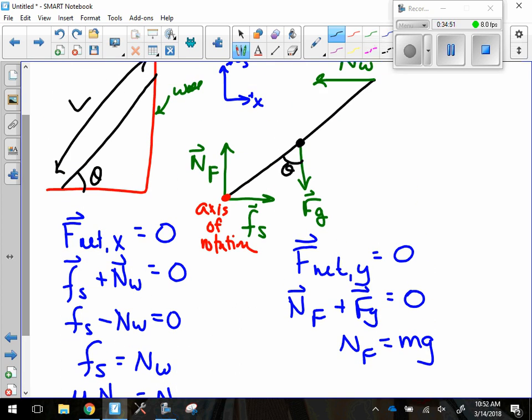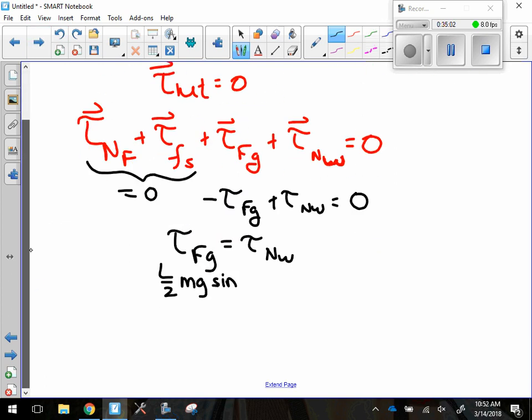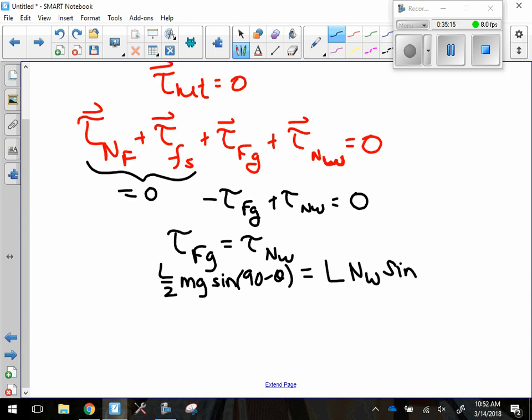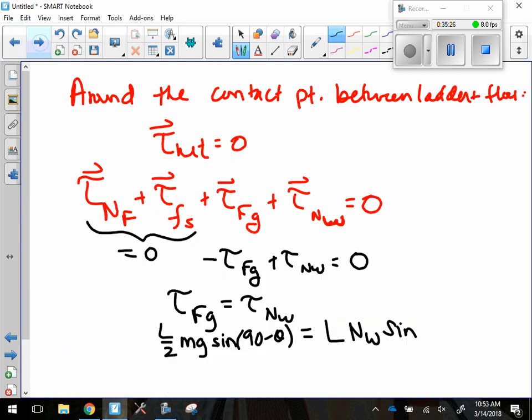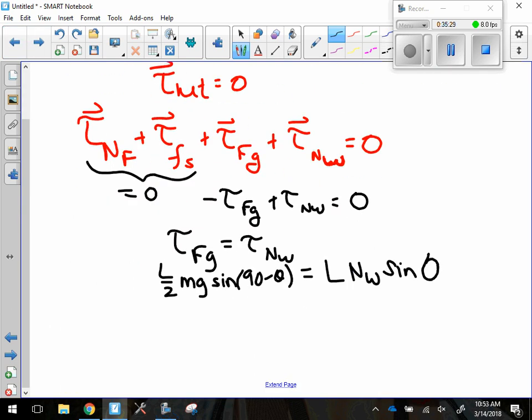Well, phi, but this is theta, and theta and phi are related, right? 90 minus theta. What's the moment arm for my wall? Normal force due to my wall. Okay. And Nw, sine of what? What's that? Theta, alternating interior angles, yes? Whoa, it all comes back, man. Live it. Okay.